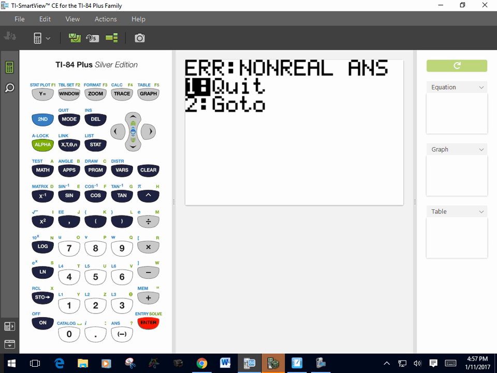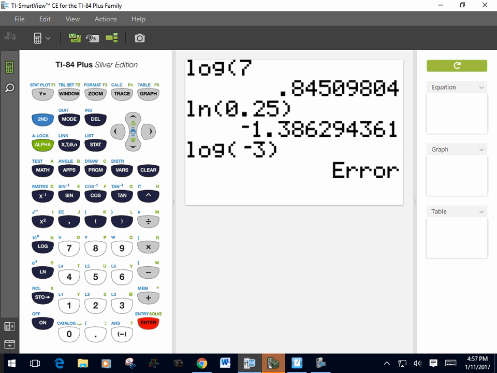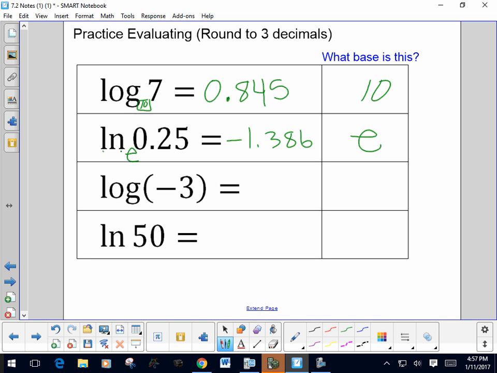Don't panic if you see error. It's the same as when you get an error from a square root or something. Often it means that the answer is imaginary, or sometimes it's just simply not defined. You can write error if you want. You can write no solution. There's not an answer to this problem. And remember that this is base, log is base 10.